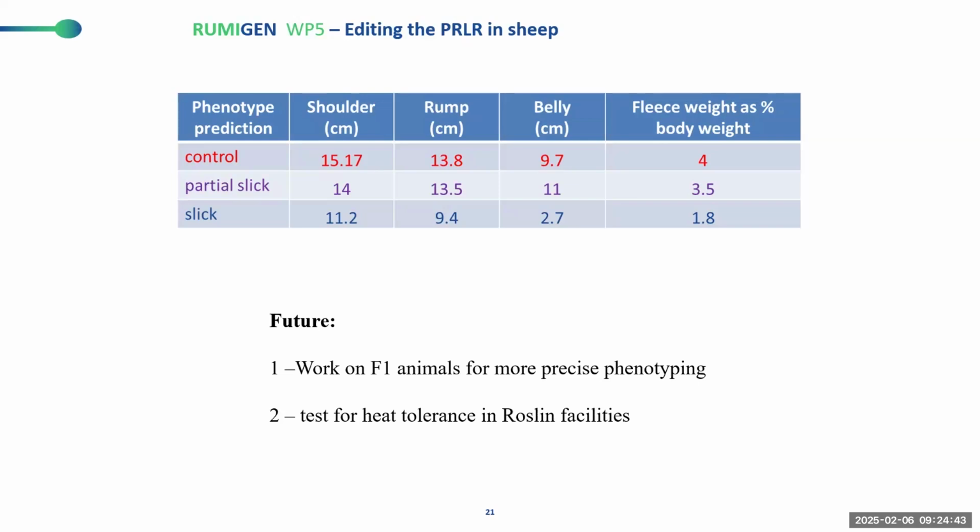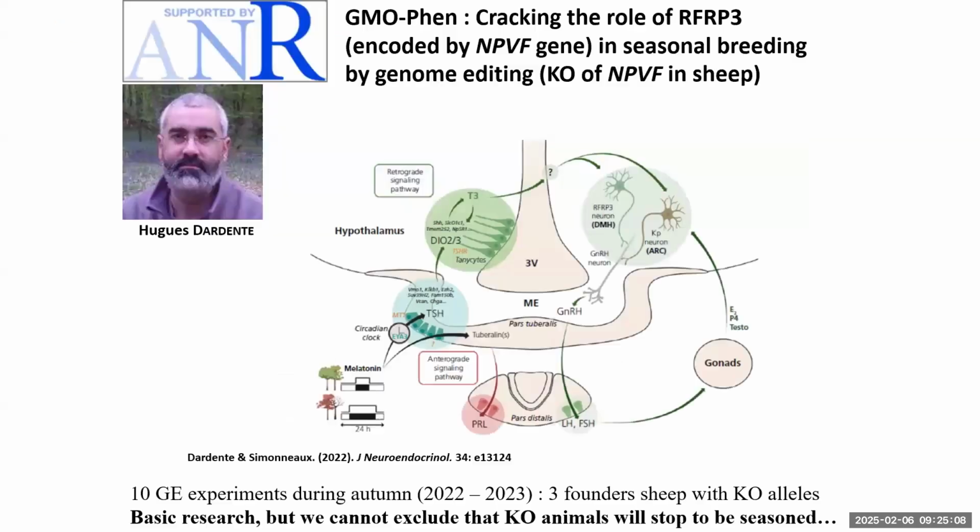So the future work on this animal is to produce F1 and to work on F1 for a more precise phenotype. We will also test this animal for heat tolerance, because in ROSIT facilities, they have all the facilities to test the tolerance. And also, he will characterize the wool of these animals.